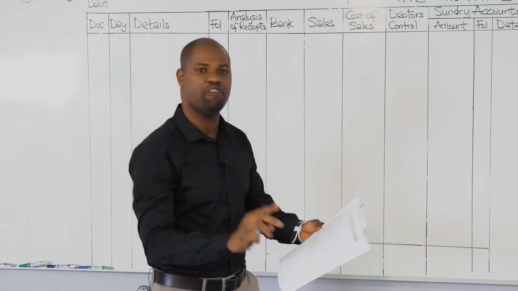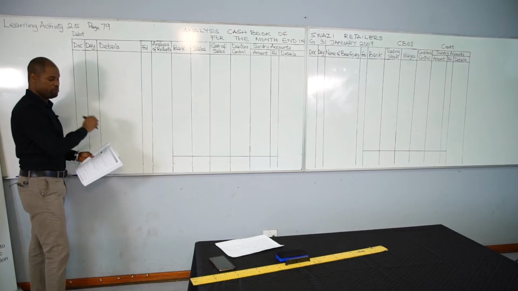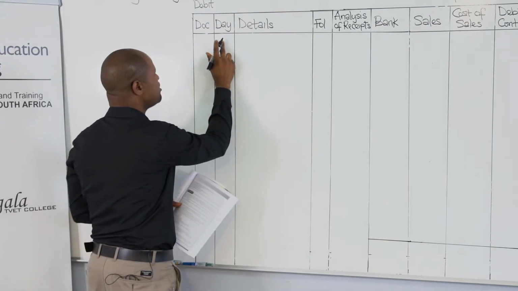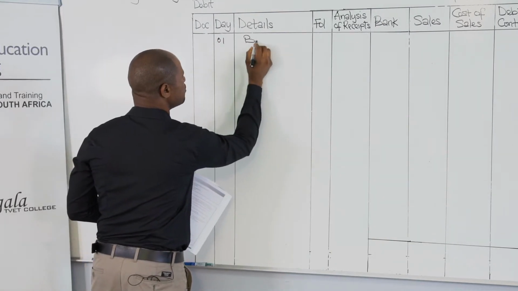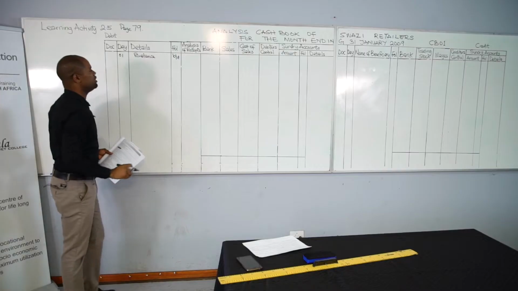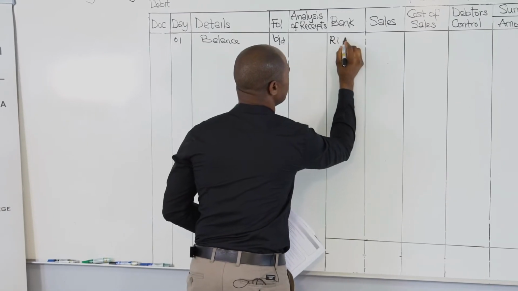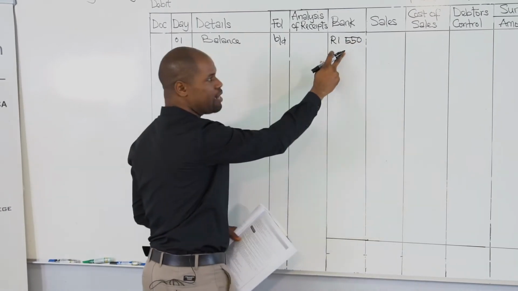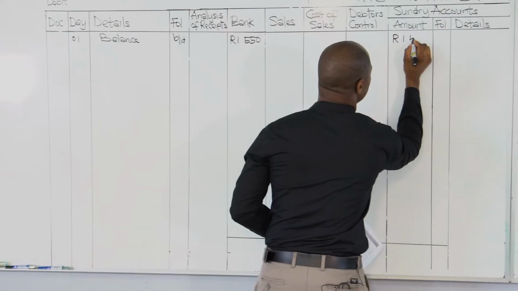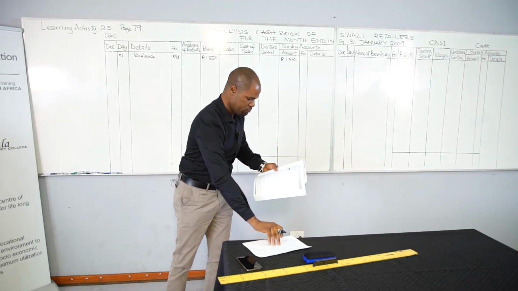But in this case, we have a favorable balance of 1,550. So I'm going to treat that even before I go over the question. On the 1st of January, the document is not given to us, but the date is given, which is the 1st. It's going to be balance brought down on the folio number. The amount is 1,550. So it goes into the bank, and then you put it in your sundry account, 1,550. That's all.